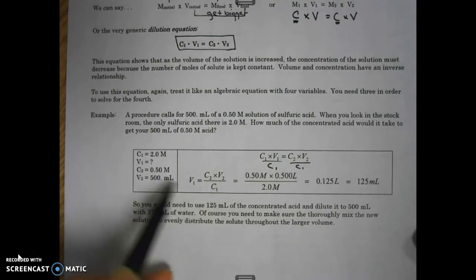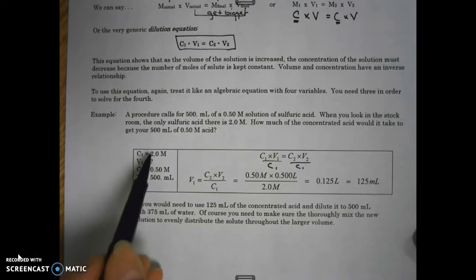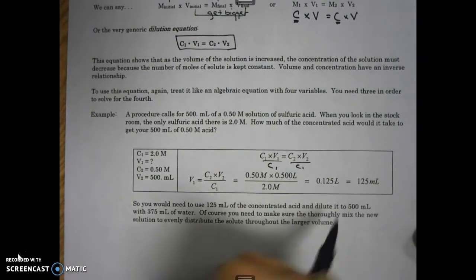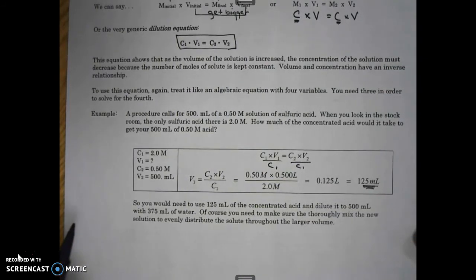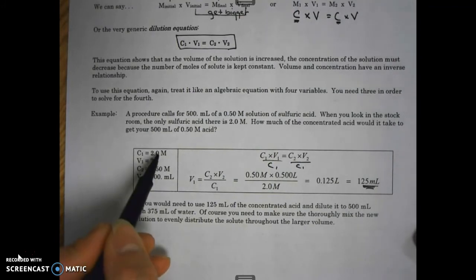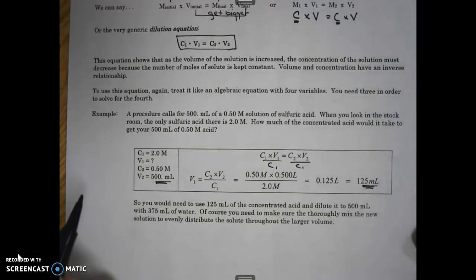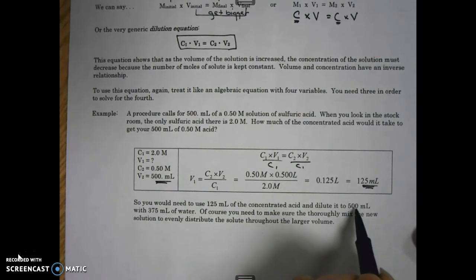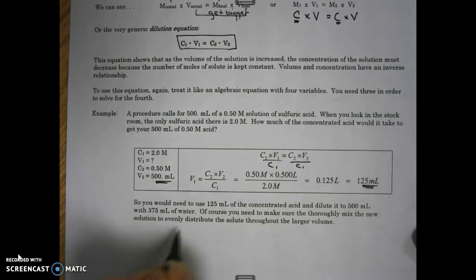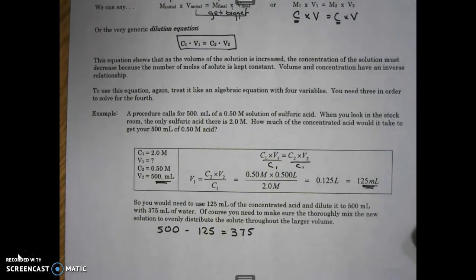So C2, 0.5, V2, 0.5 liters, or 500 mils, divided by the 2 molar. What do I get? I get a volume of 0.125 liters. So what does that mean? That means I have to use 125 milliliters of the 2 molar solution, and I'm going to have to add enough water to get it up to the target 500 mils. So 125 mils of the concentrated solution diluted to 500 mils means the difference between 500, my final, and 125, my starting, means I'm going to have to add 375 milliliters of water.